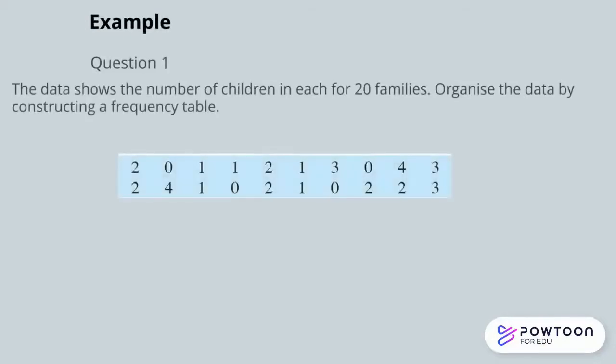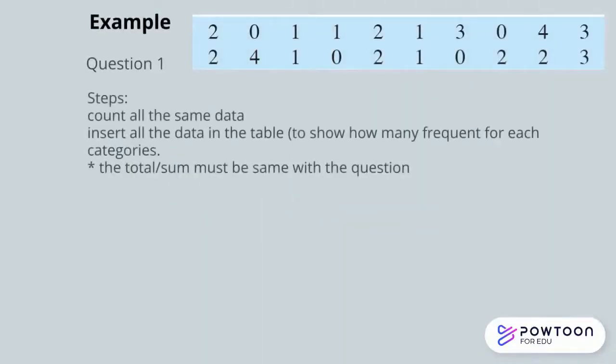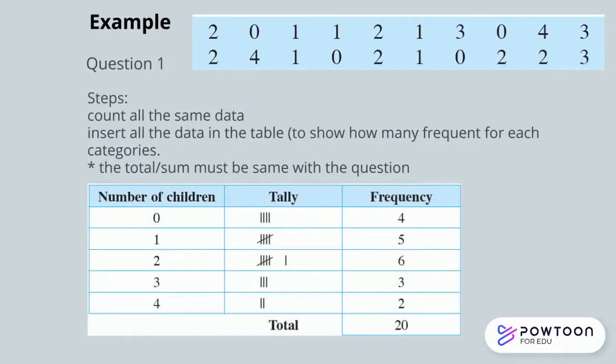Let's look at the example. Question 1. The data show the number of children in each of 20 families. Organize the data by constructing a frequency table. There are steps that you need to follow. First is to count all the same data. Then produce the table and insert all the data in the table. We show how many frequencies for each category. And last, the total or sum must be the same as in the question.